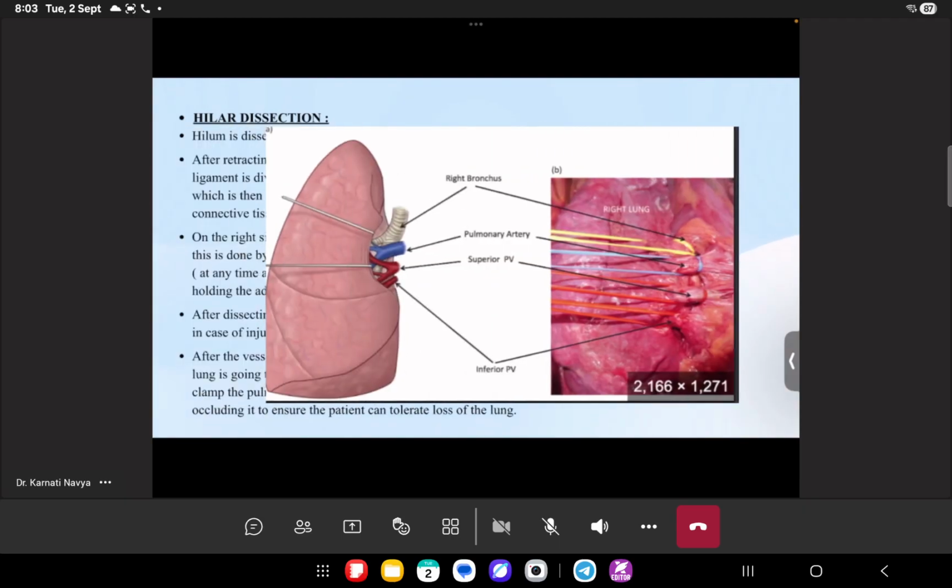This is the image showing the retraction of the right lung and looping of the pulmonary artery, superior pulmonary vein, and the inferior pulmonary vein. The yellow one is the right bronchus.